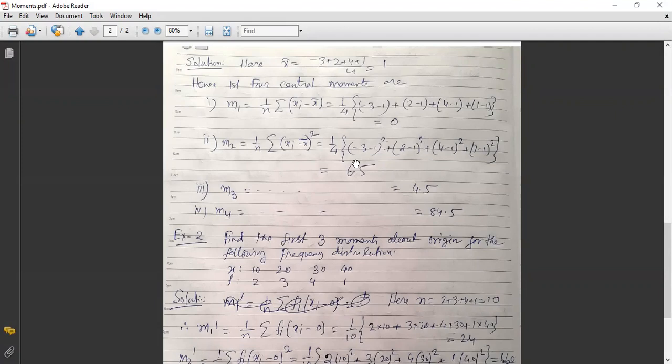That is 1 by 4 within bracket (-3 minus 1) cube plus (2 minus 1) cube plus (4 minus 1) cube plus (1 minus 1) cube. And you can get M3. Take this value.